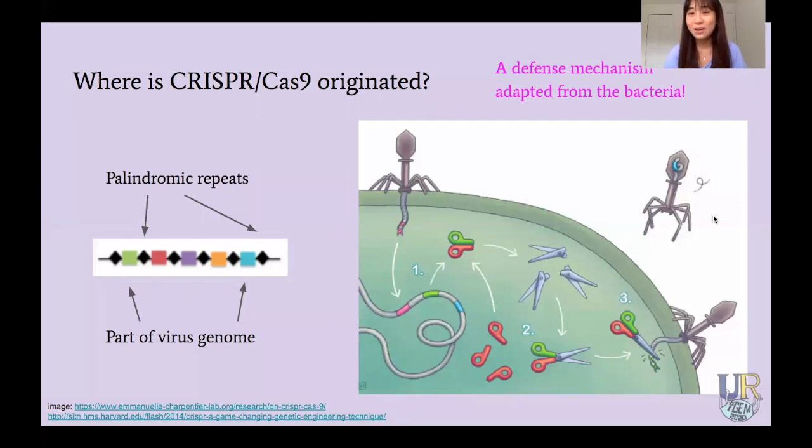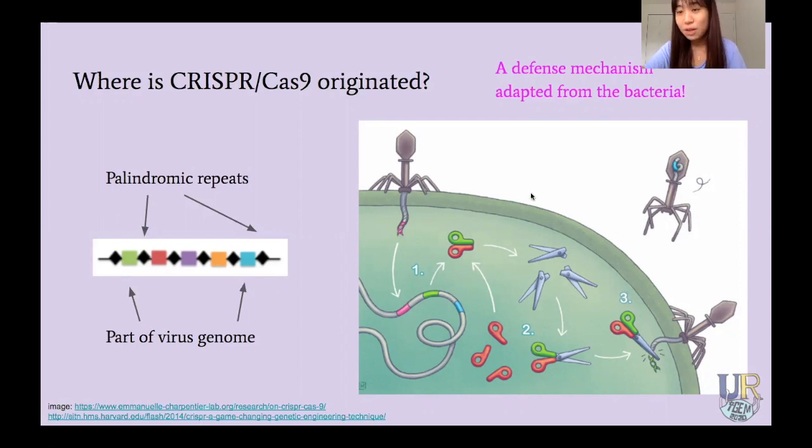So where did CRISPR-Cas9 originate? It's actually a defense mechanism adapted from bacteria against viruses. As you can see in this picture, this is a virus and this is a bacteria cell. When a virus attacks bacteria, it inserts its viral genome into the bacteria cell. The bacteria can actually snip parts of the viral genome and incorporate them into the CRISPR region. The name clustered regularly interspaced short palindromic repeats is because this CRISPR region consists of palindromic repeats, shown as the black rhombuses, as well as parts of the virus genome, shown in these colorful squares.